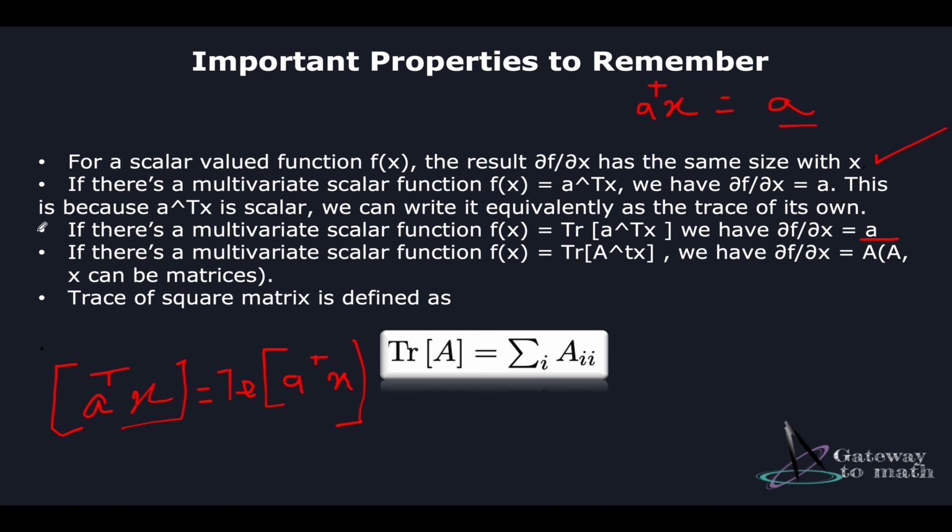So these two relations, this one, the third one and the fourth one, they're pretty much the same. The only difference here is that you have a matrix in this case. So if you're finding the partial derivative of a matrix transpose matrix times x, you'll have the matrix back. A is the output. And trace of a square matrix is defined as trace of A equals summation of i, A_ii. Basically, you are doing a summation of all the diagonal entries, and that's how you represent a trace of a square matrix.